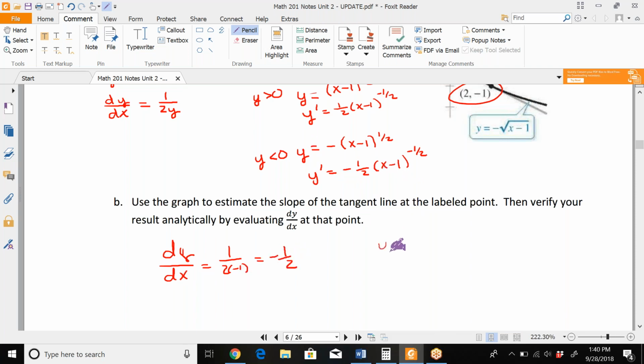You can see that if we plug it into the y prime in this case, because it is the bottom half of that graph, we're plugging in x this time, which is 2. And that would be negative 1/2.